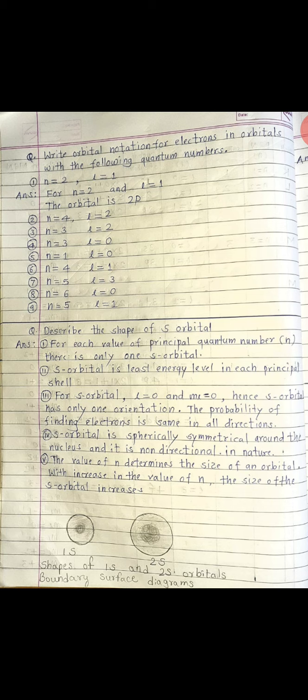The probability of finding an electron is the same in all directions. In the s orbital, the probability of finding electrons is the same in all directions because s orbitals are non-directional in nature.